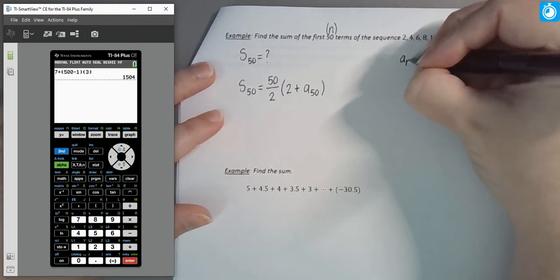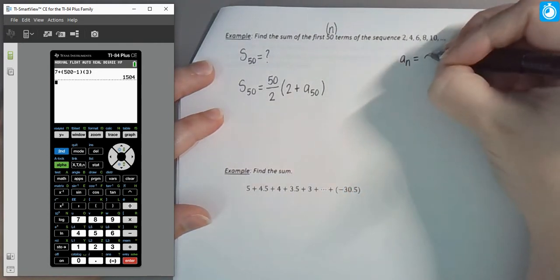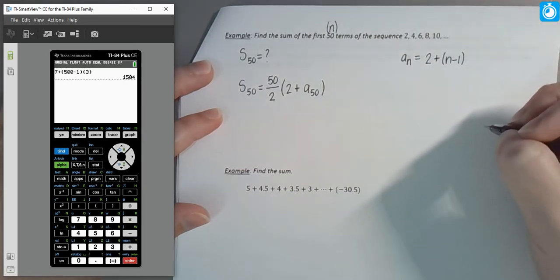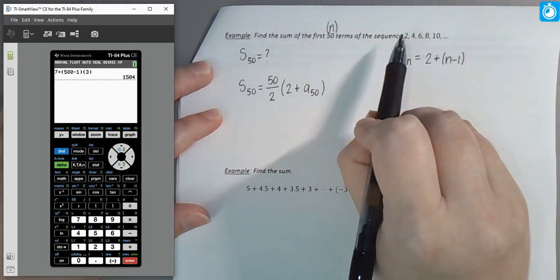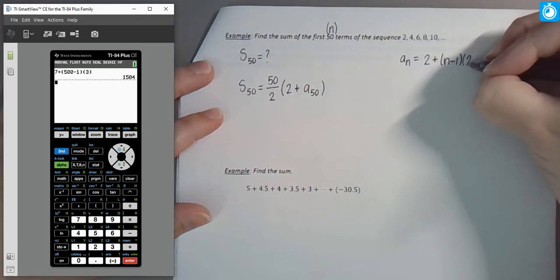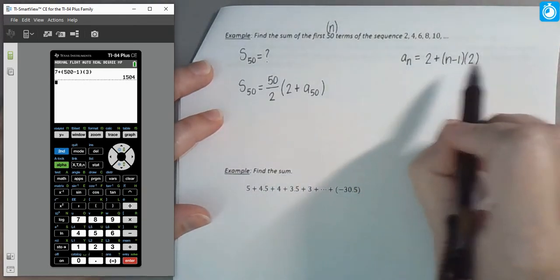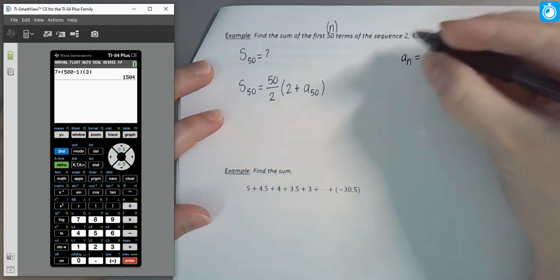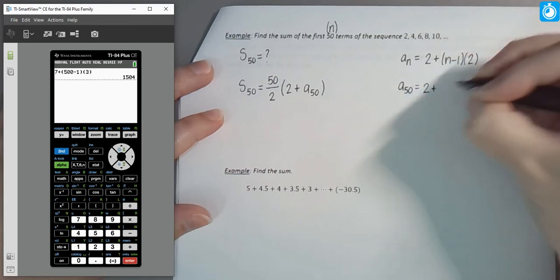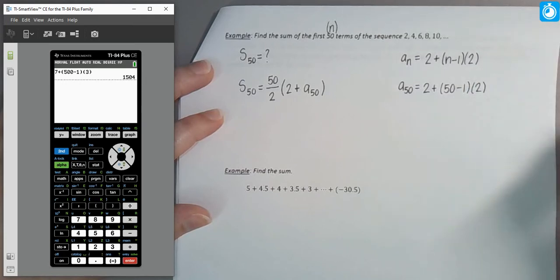So let's write the formula for the nth term. So a sub n is going to take the first term, which is 2, and we're going to add on n minus 1 times our common difference. Well, we're increasing by 2 with each pair of consecutive terms, so that means our common difference is going to be 2. So based on this formula, we want to know what is a sub 50. So a sub 50 is going to be 2 plus 50 minus 1 times 2.